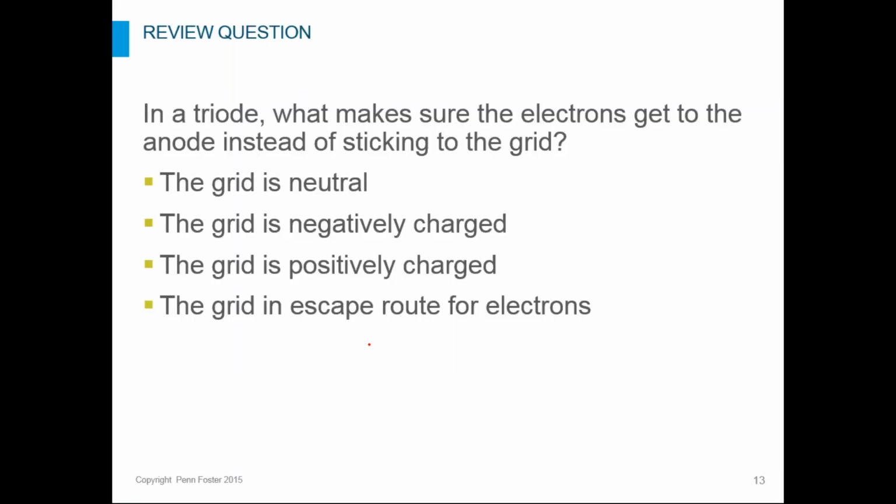And here's a review question for you before we move on to the next section. In a triode, what makes the electrons get to the anode instead of sticking to the grid? So here are our options. I'm going to give you a few seconds to think about it. Is it because the grid is neutral, the grid is negatively charged, the grid is positively charged, or the grid is an escape route for electrons?